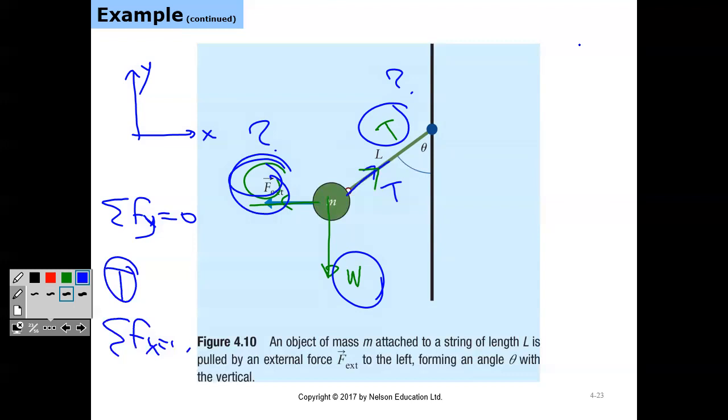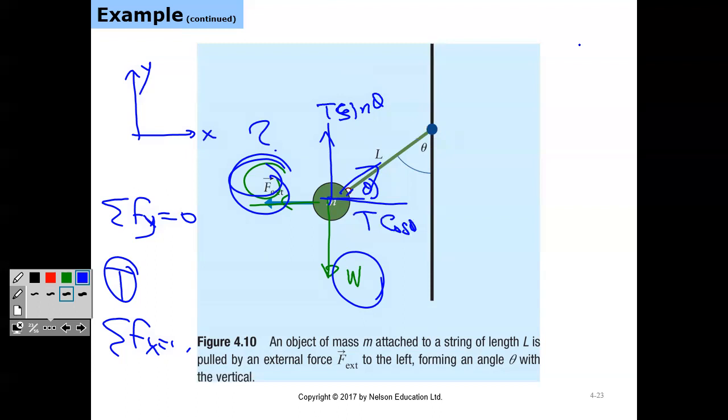Right. So my point is, the best thing to do is to resolve this tension, get rid of this T and call it Ty and Tx. So all the forces are either in the x direction or the y direction. This tension force is not in the x-axis, not in the y-axis. If we know this angle theta, I can say T sine theta is the x component, and T cosine theta is the y component. So instead of this tension, I can replace it with two forces.